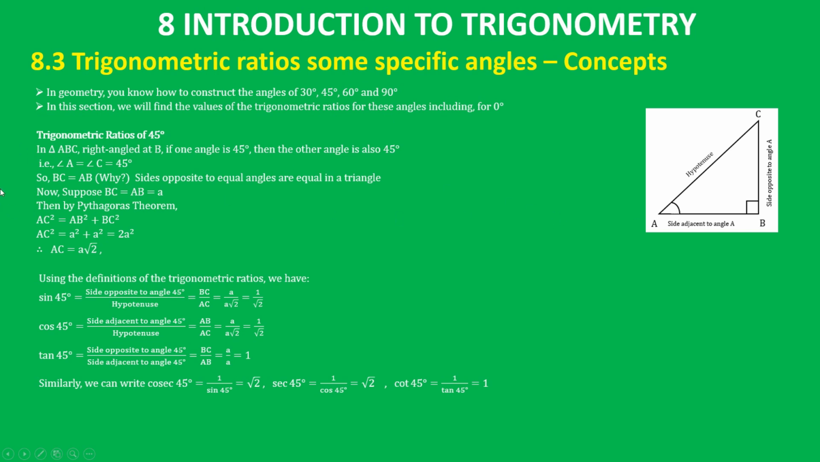Now consider, in triangle ABC, right angle at B, if one angle is 45, then the other angle is also 45 degrees, correct? Suppose this is right angle B, 90 degrees, if angle A is 45, it should be 45, right? Why? Sum of all the angles in a triangle is equal to 180 degrees, correct? That's why if angle A is equal to 45, angle B is equal to 90 degrees, then angle C will be 45 degrees. That means what? Angle A and angle C will be equal. Angle A is equal to angle C is equal to 45 degrees.